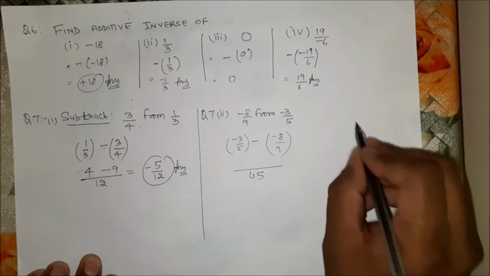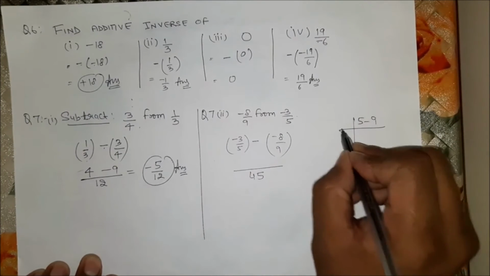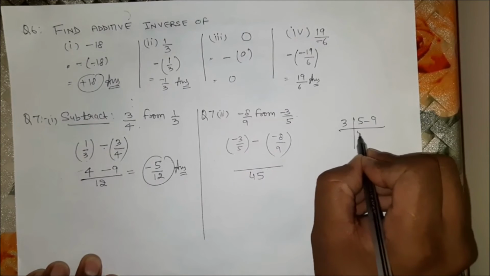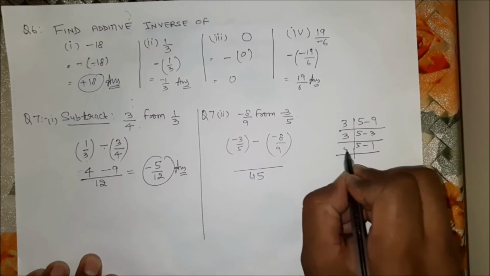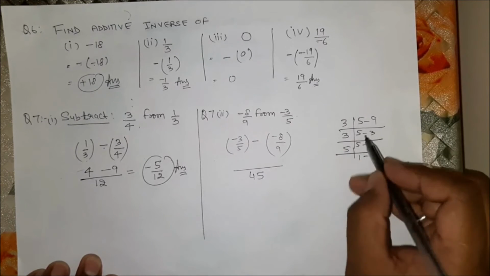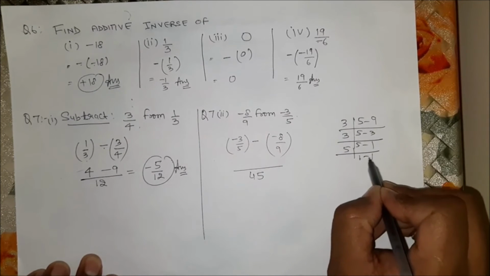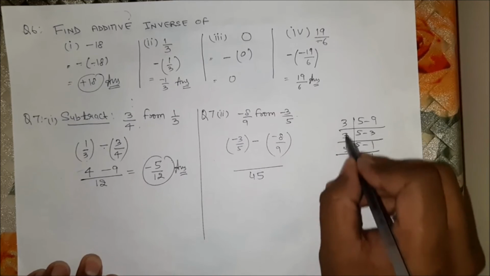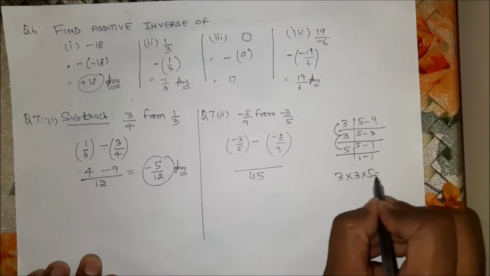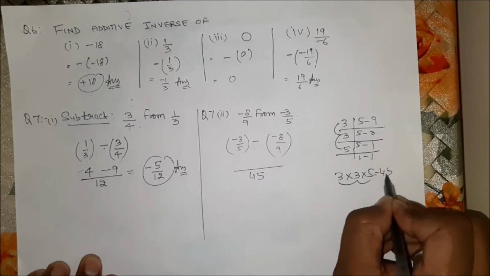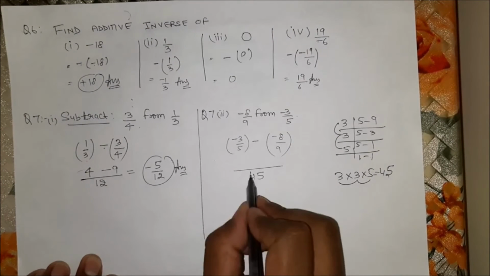I know you can do it like this. Again I'll tell you, 3 3s are 9, 3 1s are 3, 5 1s are 5. हम कब तक करेंगे? Till we get this 1 1. Okay, so LCM will be this into this into this, 3 into 3 into 5. What is that? 3 3s are 9, 5 9s are 45. So LCM will be 45.